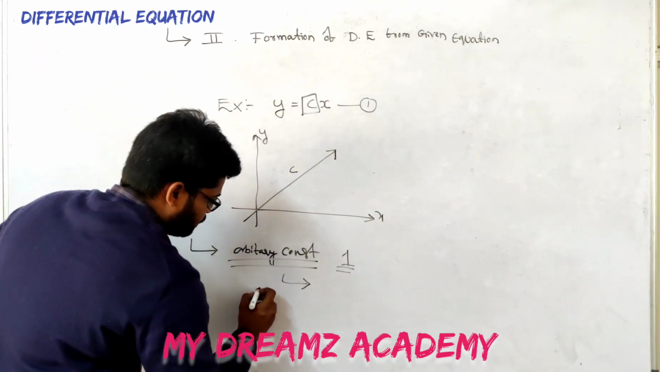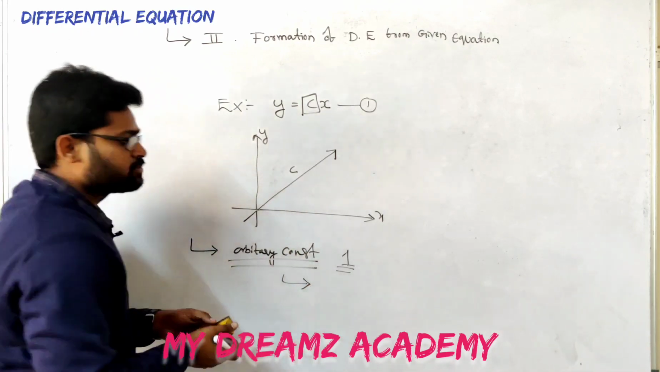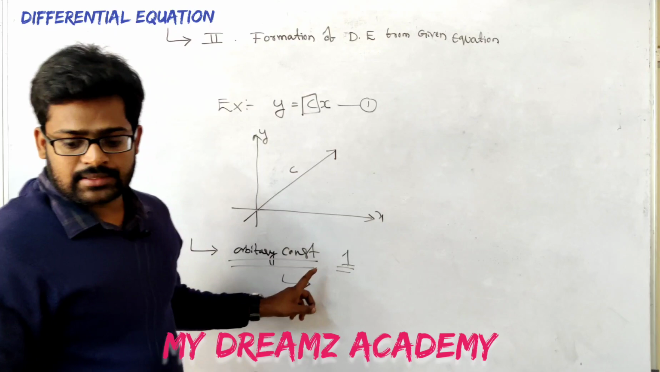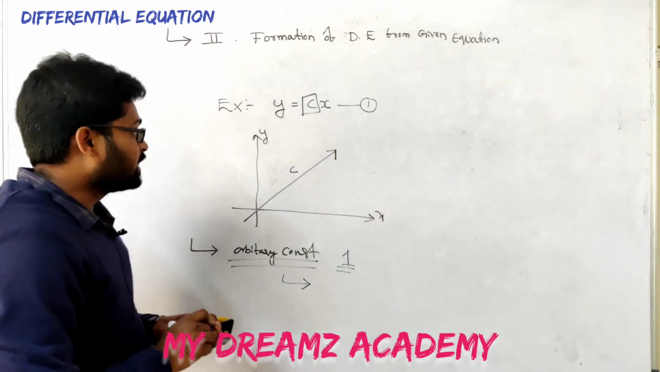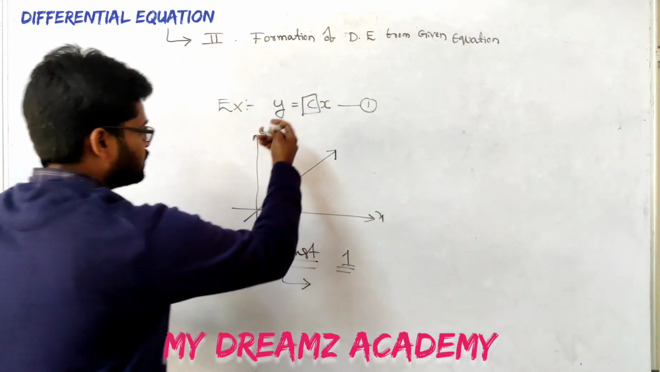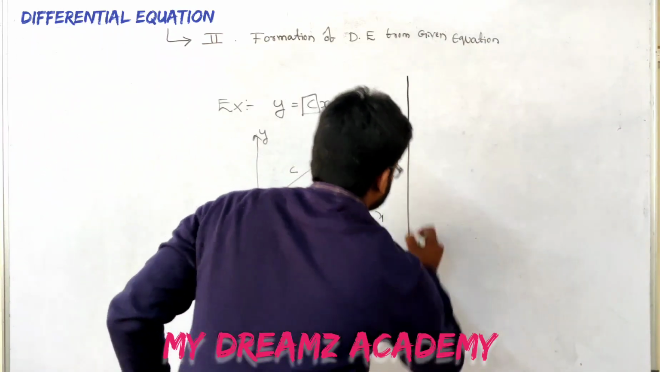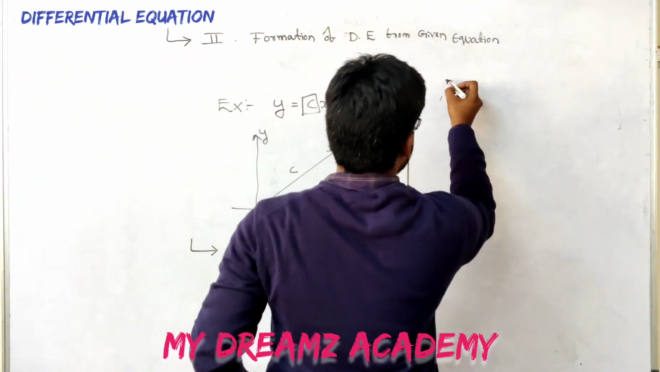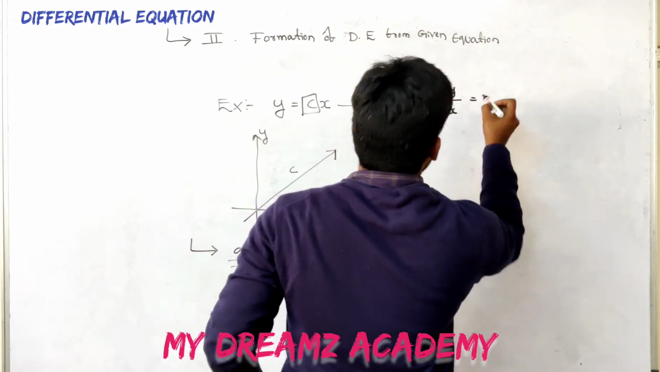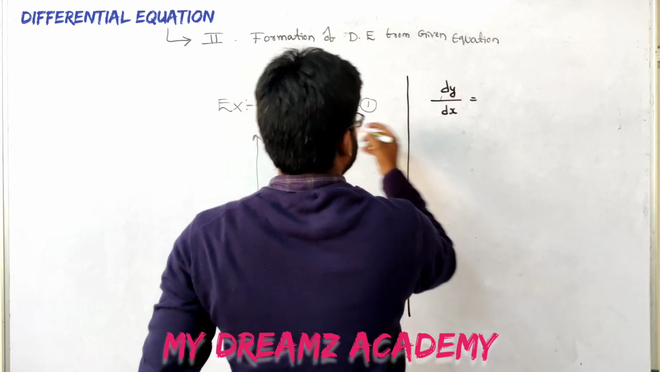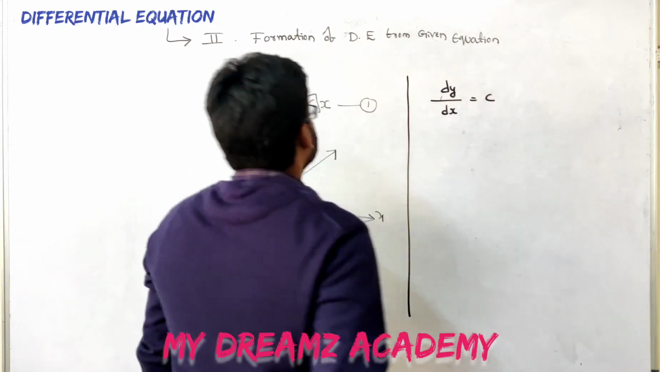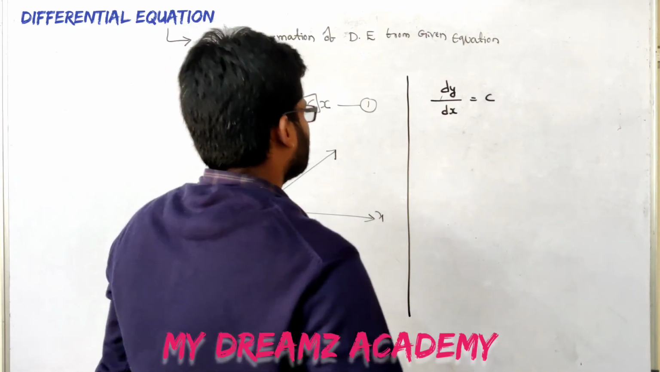We need to do differentiation as many times as the number of arbitrary constants it has. So it contains only one arbitrary constant, so you do differentiation one time. dy/dx = c, since the differentiation of cx is c.